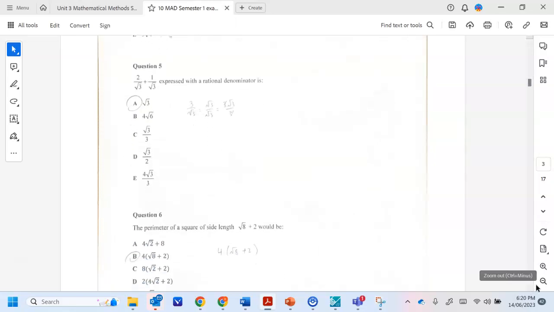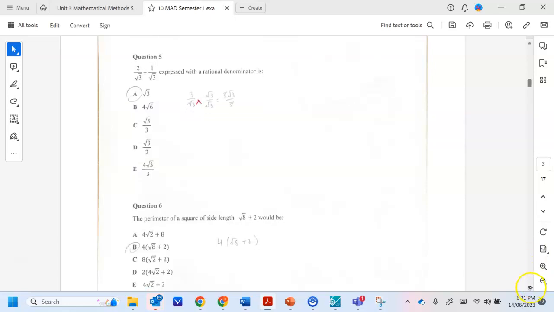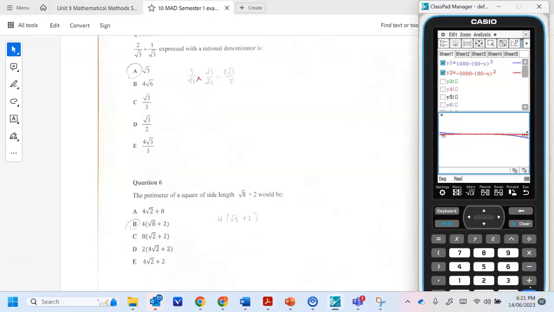Question 5, expressed with a rational denominator. So we've got the same denominator, which is the square root of 3. So that means we could add those fractions together. When we add them, we just add our numerators. So 2 plus 1 is 3. So it's 3 over root 3. And then just multiplying by root 3 on root 3, so that should be a multiplication sign. Putting 3 over root 3 into your calculator should probably rationalize it for you.